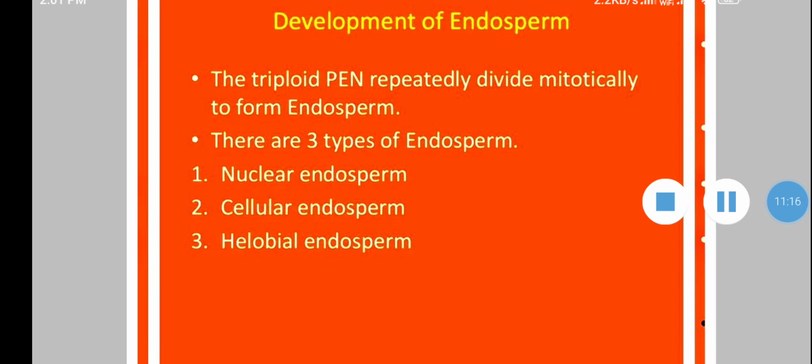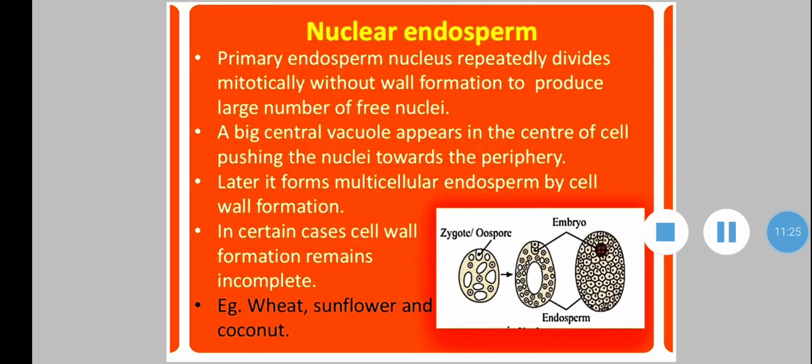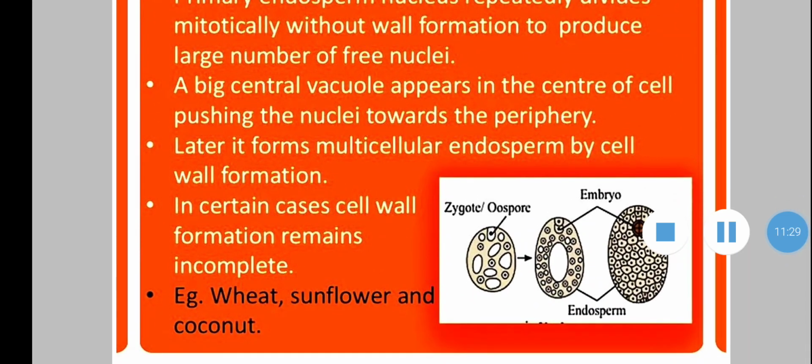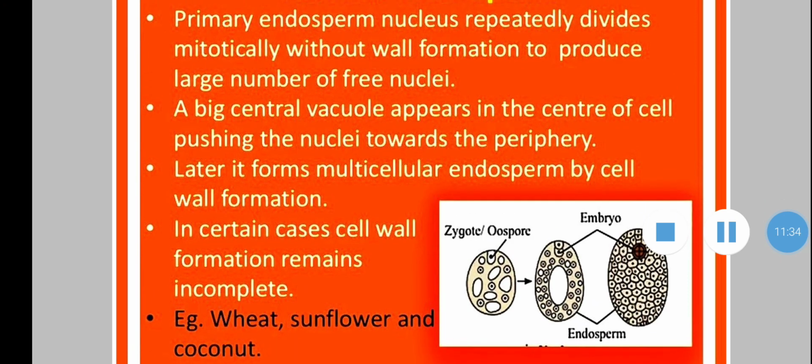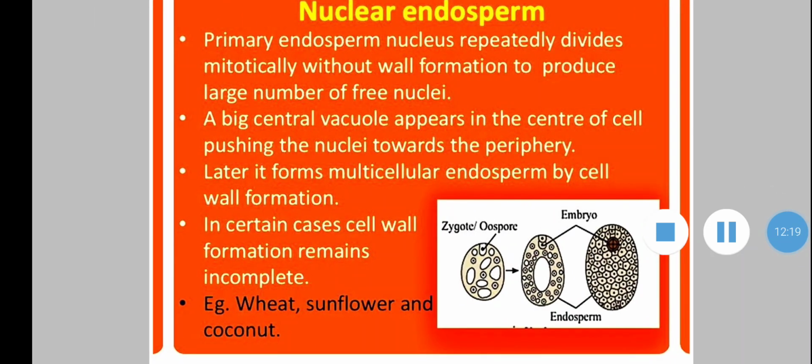Let us now discuss development of endosperm. Nuclear endosperm. Primary endosperm nucleus repeatedly divides mitotically without wall formation to produce a large number of free nuclei. A big central vacuole appears in the center of the cell, pushing the nuclei towards the periphery. Later on, it forms multicellular endosperm by cell wall formation. In certain cases, cell wall formation remains incomplete. For example, wheat, sunflower, coconut, etc. You can see here in the nearby picture. This is a picture of nuclear endosperm.